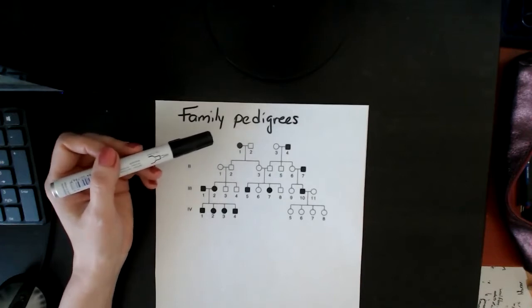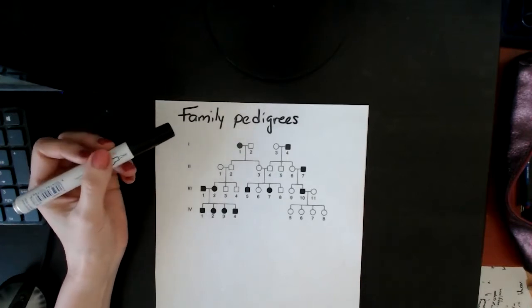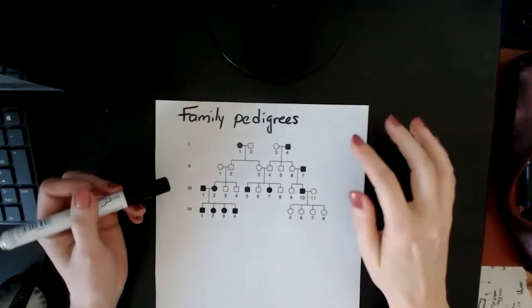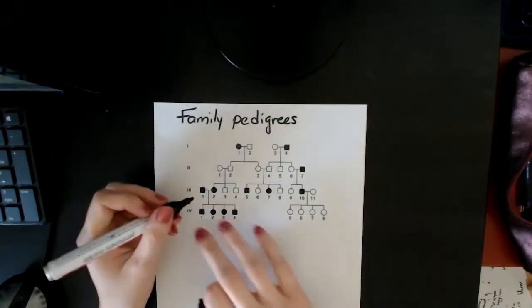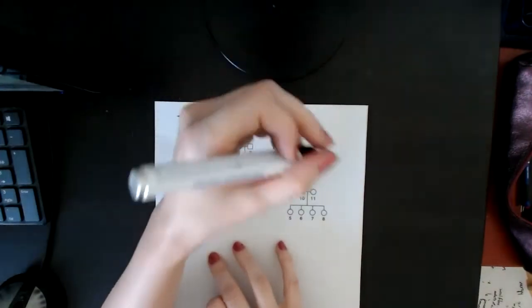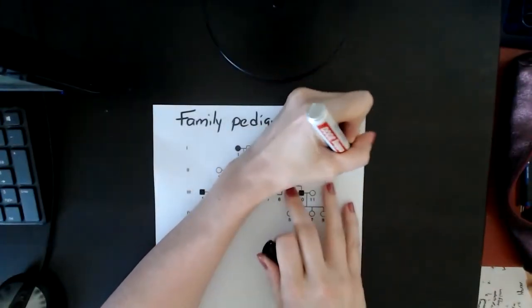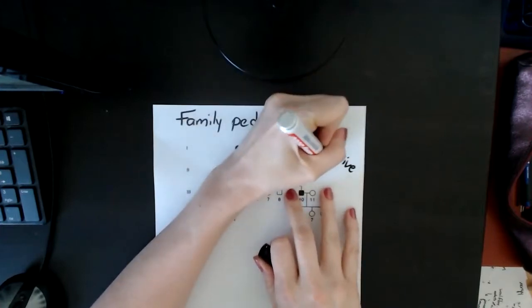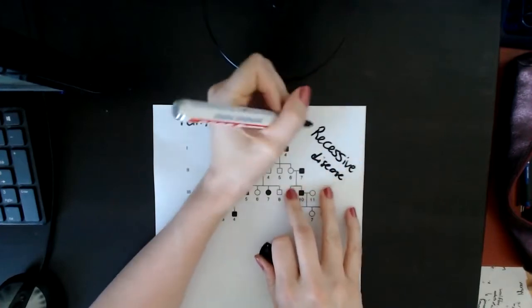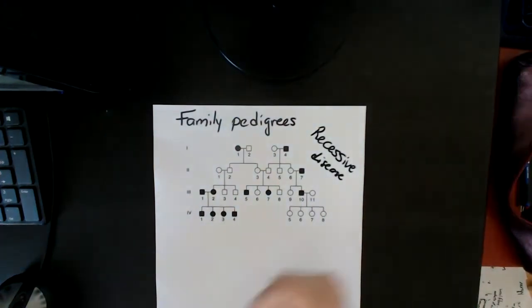Sometimes they tell you, in which case it's great, but if they don't, you need to be able to figure it out. So I will tell you now that this family tree shows a recessive mutation, or recessive disease. A recessive disease caused via a recessive mutation.